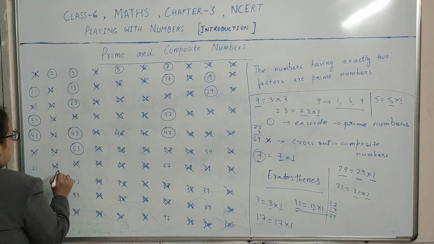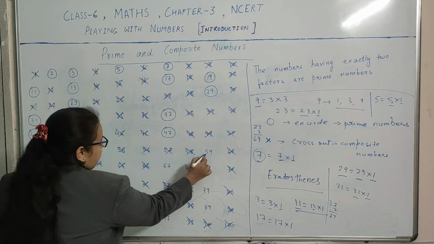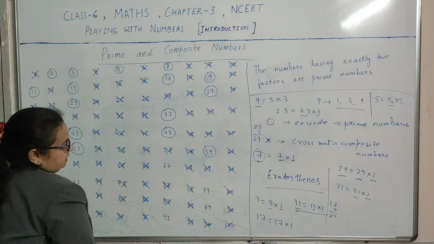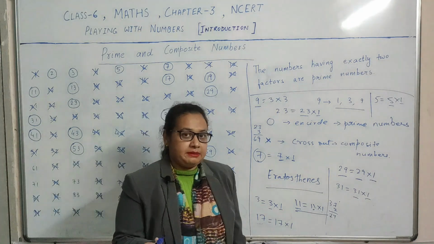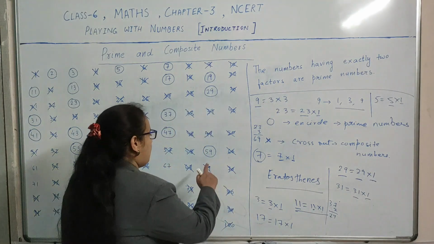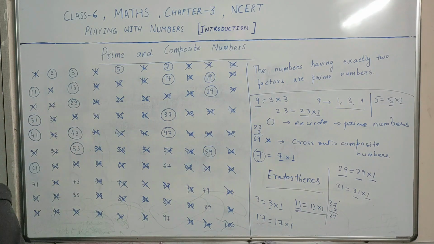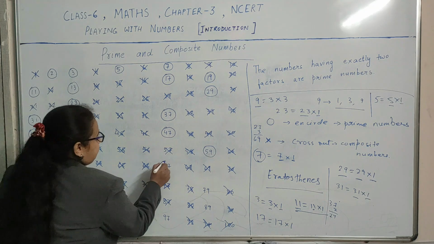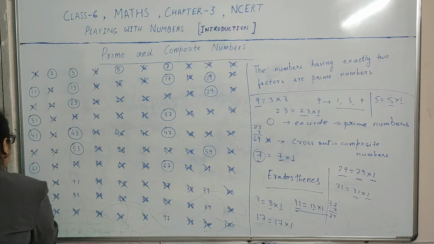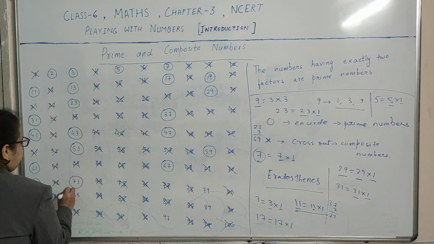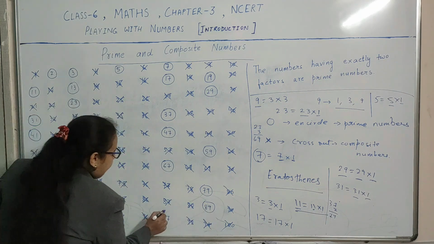Now 53 is the number left. It is a prime number. I have encircled it. Other numbers are already crossed out. 59 will be the next prime number because 59 can only be represented as 59 multiplied by 1. This number has only two factors. Okay, so it is a prime number. Now 61. 61 is also a prime number. 67 is also a prime number, it has only two factors. Okay, 71 is also a prime number. 73, 79, 83, 89 and 97.